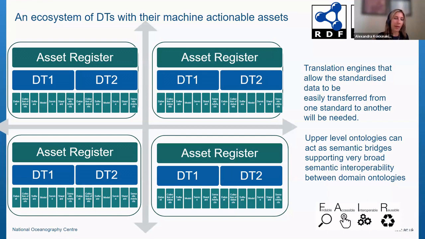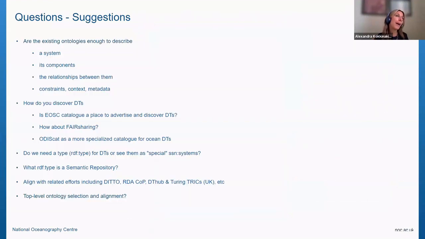And then for the end, I have some questions and suggestions that I think everyone that participates in a digital twin project or has to build a digital twin will have to think about: how others are going to discover the digital twins. Is EOSC the right place to be listing our digital twins? Do we need a new type?